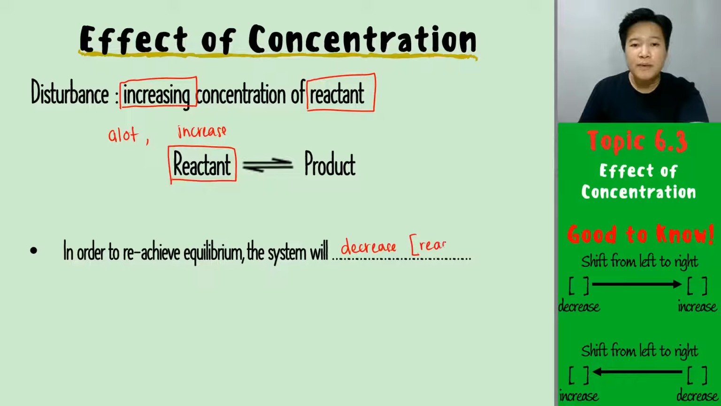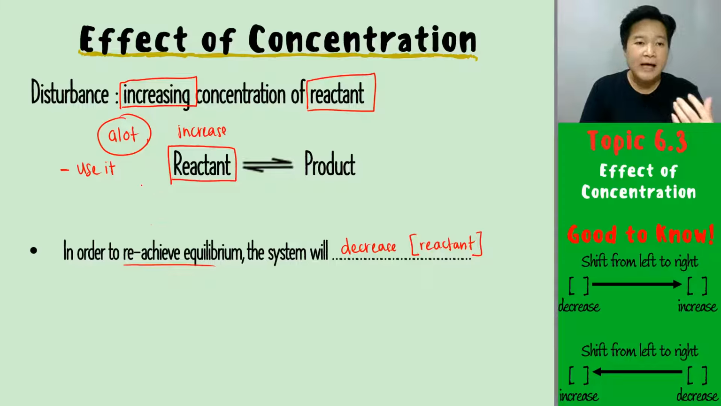Alright? We have too much reactant right now in our system because we are increasing the concentration. That's why the system is no longer at equilibrium. So how can we re-achieve the equilibrium? Simple. We decrease the concentration of reactant back. And how can I decrease the concentration of reactant? Quite simple. The concentration of your reactant is too much, so how can we decrease it? Simple. Use it. When you use your reactant, the concentration of the reactant will decrease. Then we can re-achieve the equilibrium of the system.